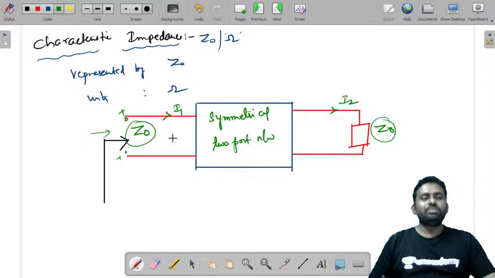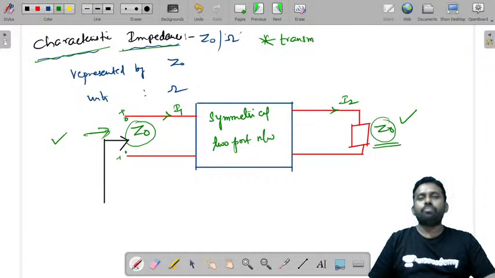It is also sometimes named the iterative impedance. If a network is terminated with an impedance of Z naught, and the impedance measured at the other port is the same as the terminated impedance, then such an impedance is said to be the characteristic impedance. This term is mostly useful in transmission lines.